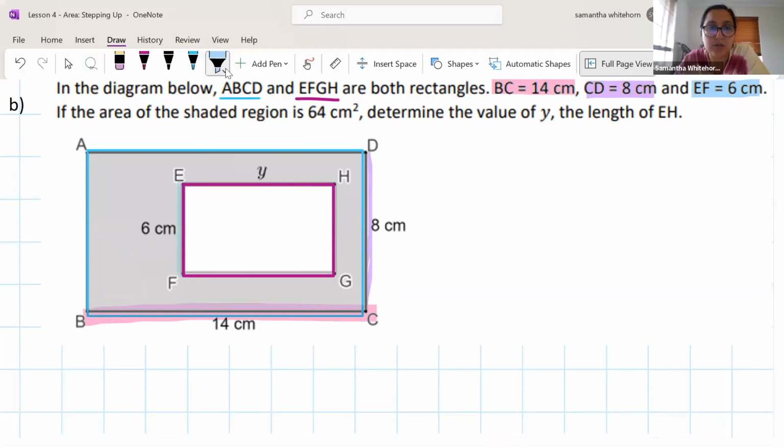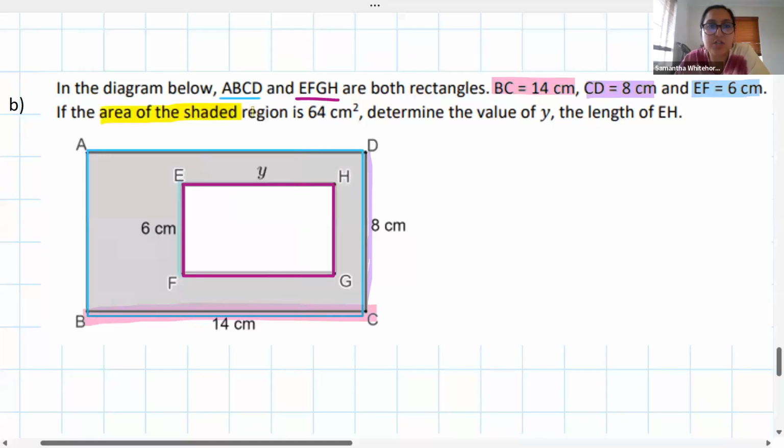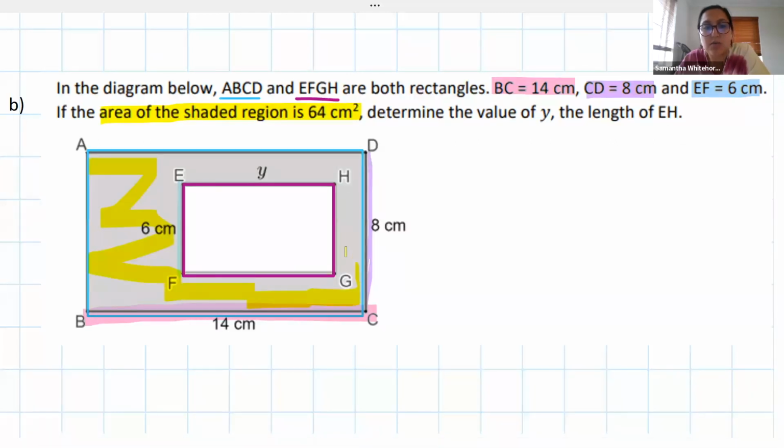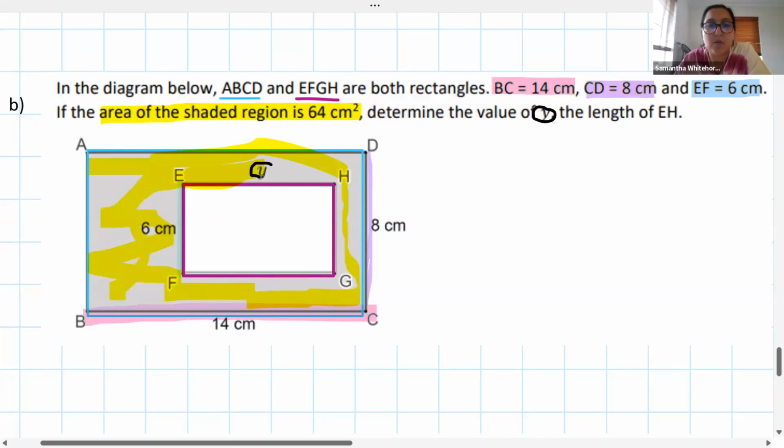I am telling you, and that's very important that we read carefully, the area of the shaded region is 64 centimeters squared. So the area of the shaded region is all of this around the inner rectangle there. Is 64 centimeters squared. Determine the value of y. And y is essentially the length of the inner rectangle. Right, so this is quite a lot of information going on here.